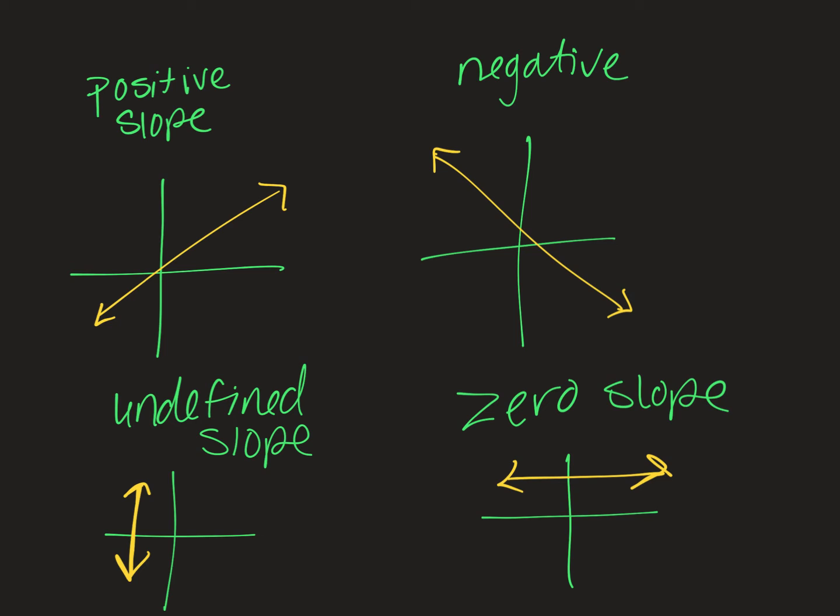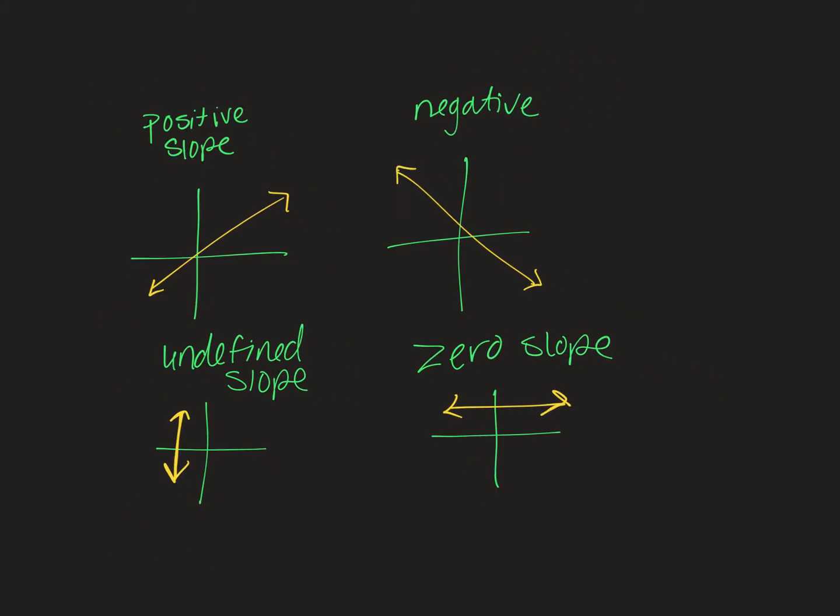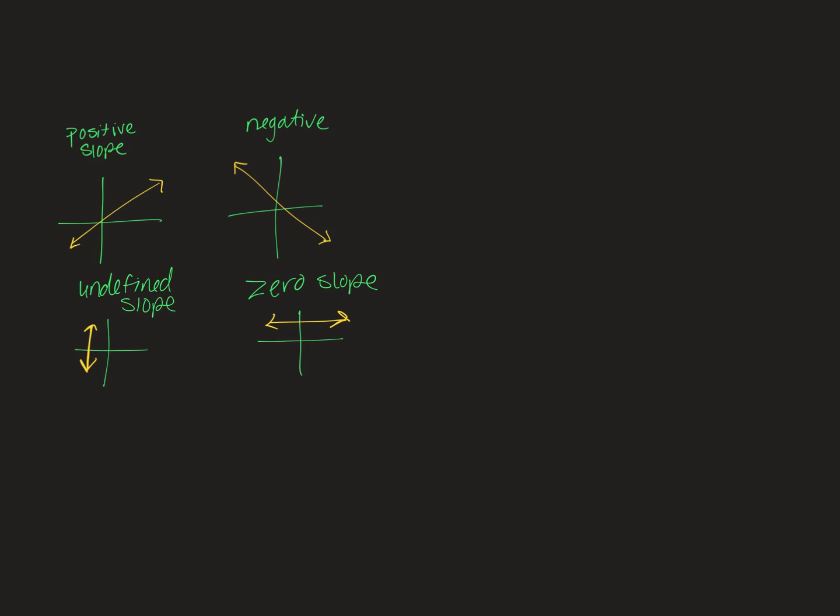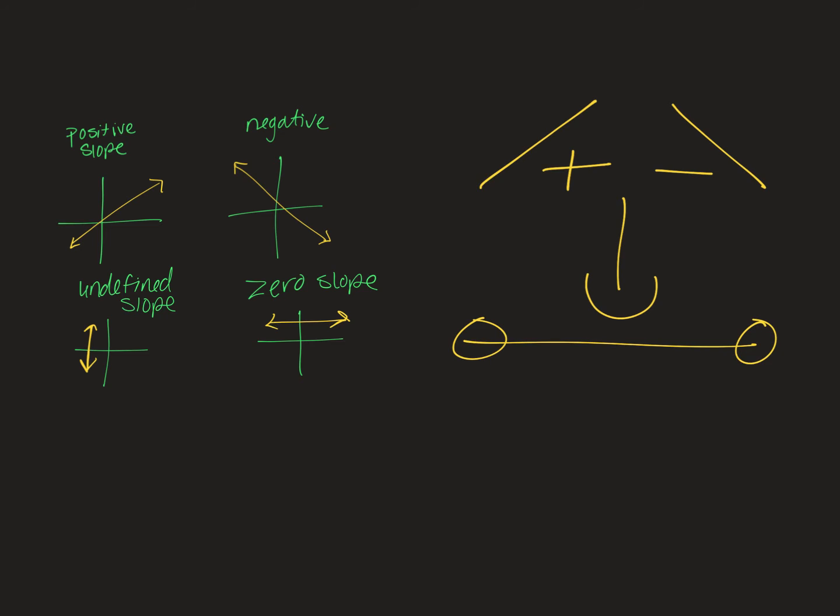Have you guys ever heard of slope guy? It helps you remember these. Let's watch it. All right, now you draw it. So look. He's positive, negative, undefined, 0. Makes a face. Slope guy. Oh, that's kind of cool.